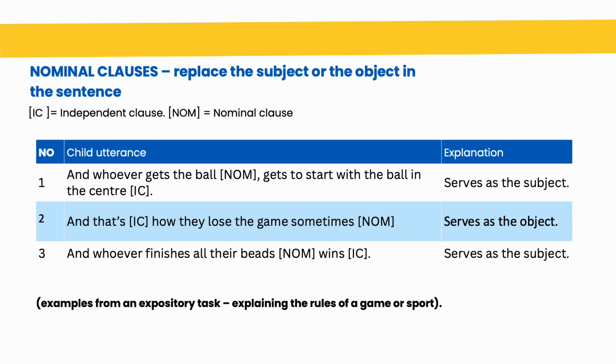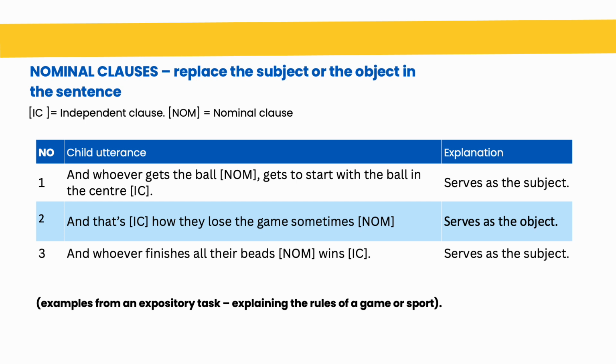Then let's look at nominal clauses. These clauses replace the subject or the object in the sentence, so sometimes they're a little bit trickier to identify. In number 1, the child says, "And whoever gets the ball gets to start with the ball in the center." You could replace "and whoever gets the ball" with "the person gets to start with the ball in the center." So "and whoever gets the ball" replaces the subject in this sentence, and it's a nominal clause.